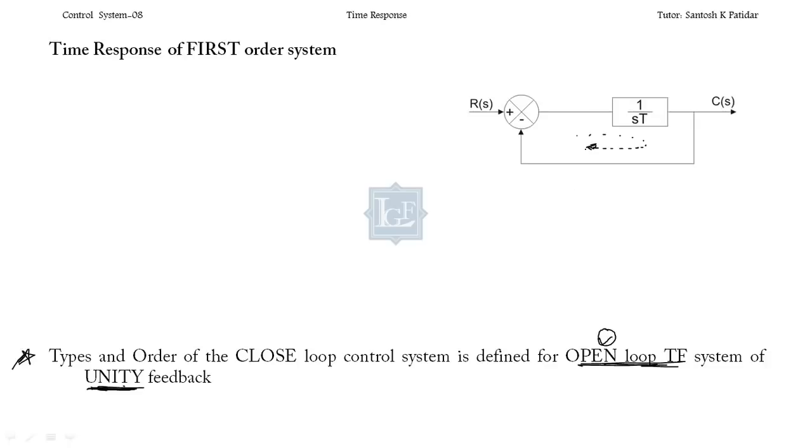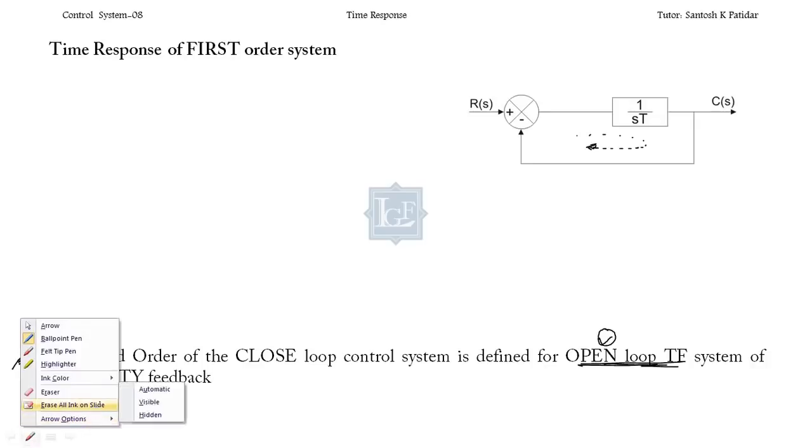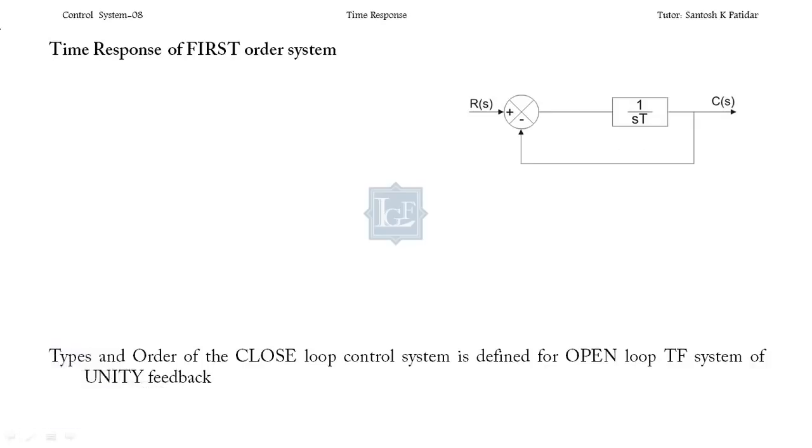Correct? Now over here I'll consider one practical example of the first order system, and that is the RC circuit. The RC circuit is one of the examples of a first order circuit. So the circuit is like this: R and C connected like this. This circuit is going to provide me the first order system.